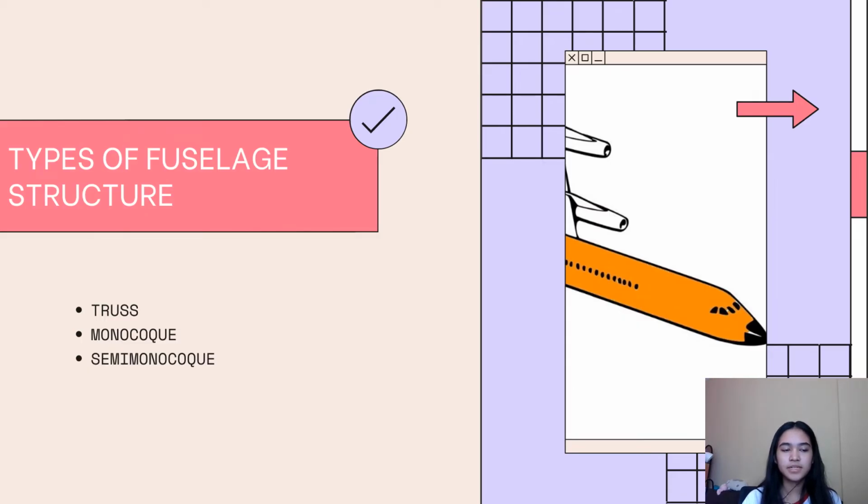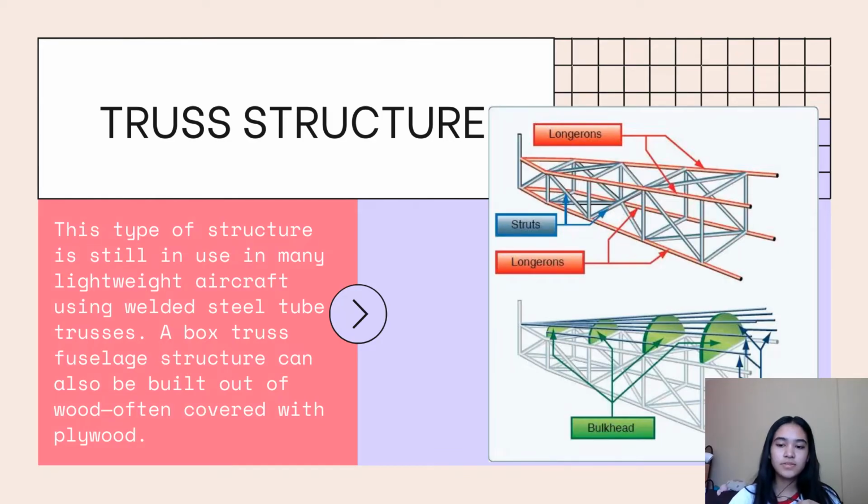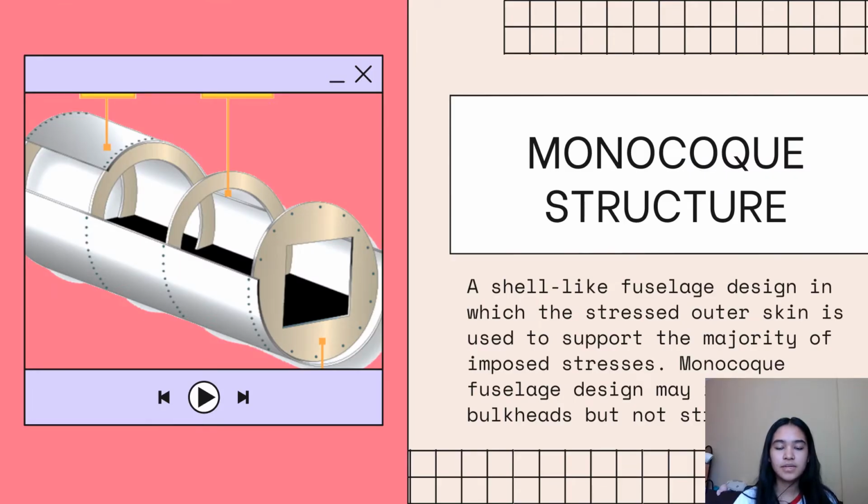Now, there are three types of fuselage structure, and these are the truss, monocoque, and semi-monocoque structure. First is the truss structure. This type of structure is still in use in many lightweight aircraft, using welded steel tube trusses. Second is the monocoque structure, a shell-like fuselage design in which the stressed outer skin is used to support the majority of imposed stresses.